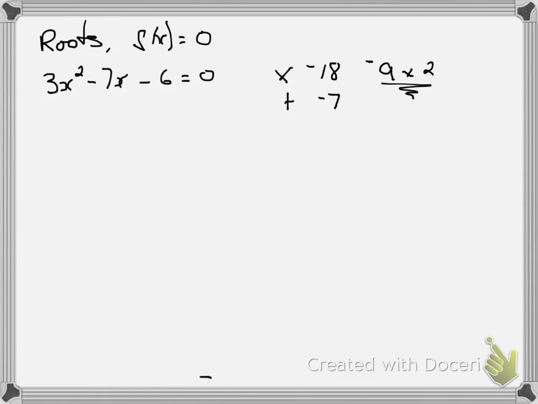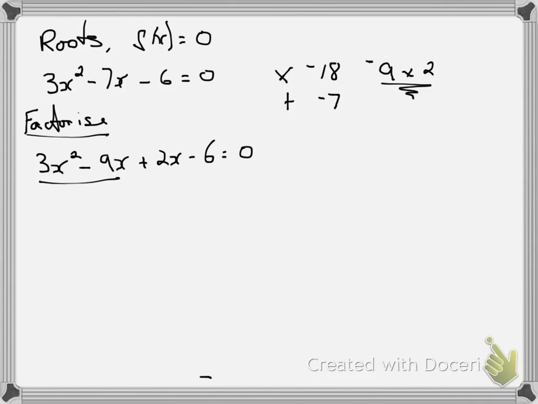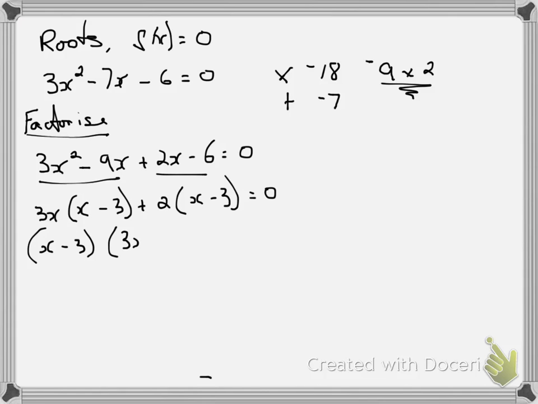So, just to make life painful for you guys, I am going to factorise this, because I like to factorise it. If you use the quadratic formula, that's fine, but let's see what would have happened. 3x squared, take 9x plus 2x, take 6 equals 0. So therefore we get that one and that one there, and we have 3x is common, so you're left with x take 3 plus the 2, and you're left with x take 3 equals 0. So therefore x take 3 in one bracket and 3x plus 2 in the other bracket equals 0.